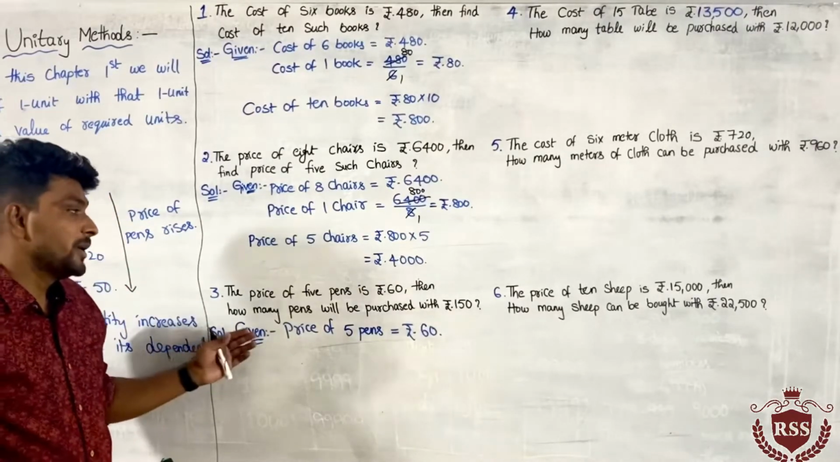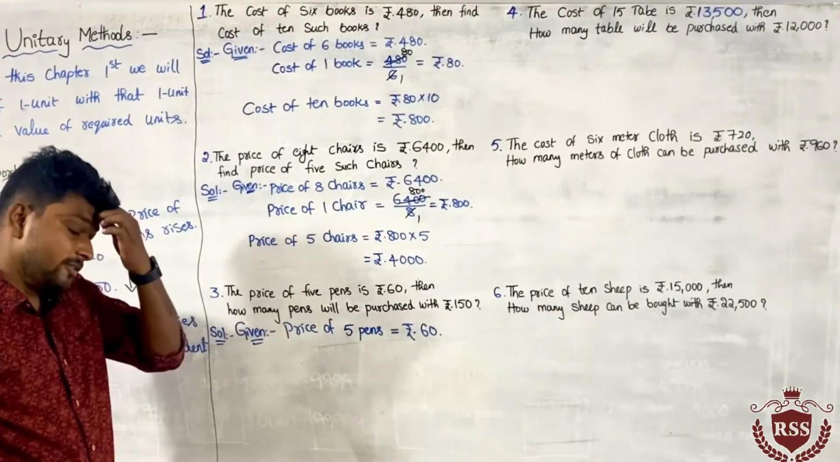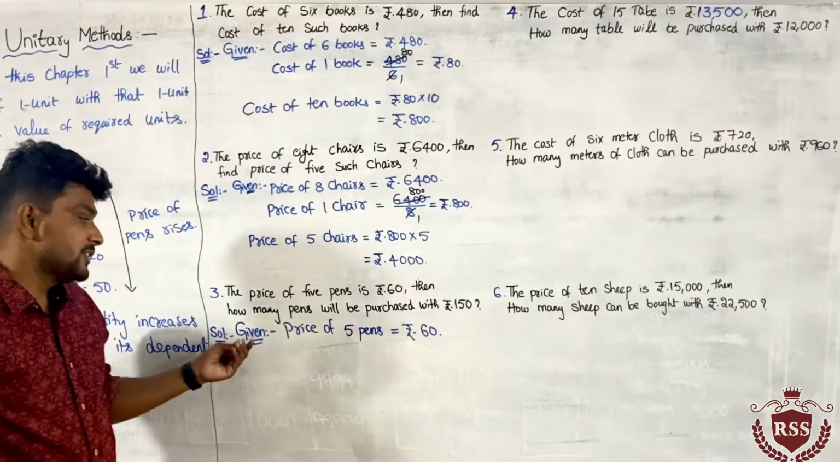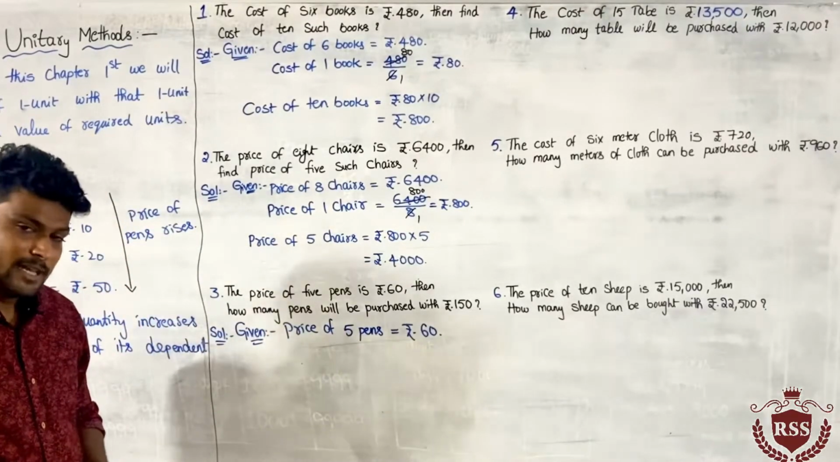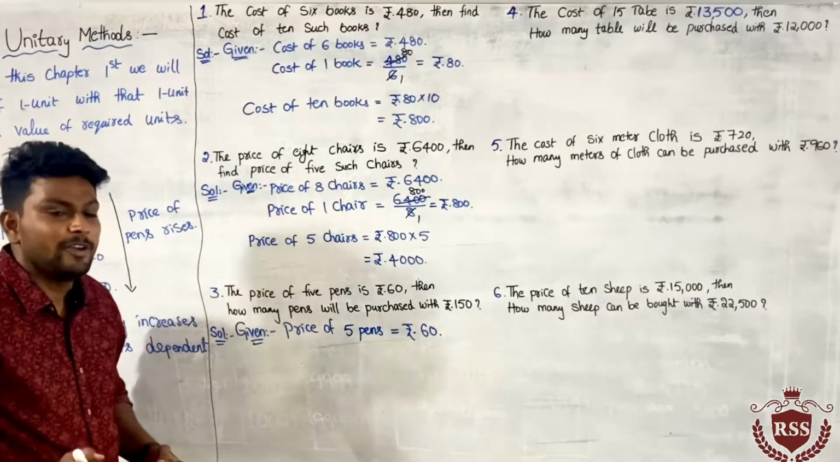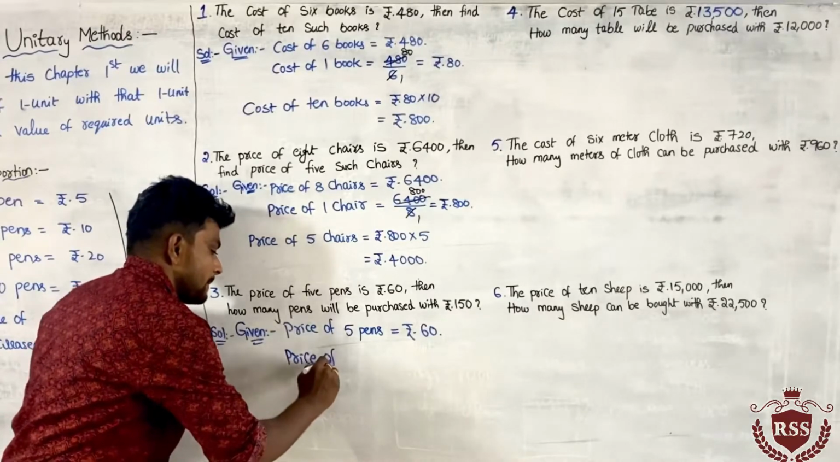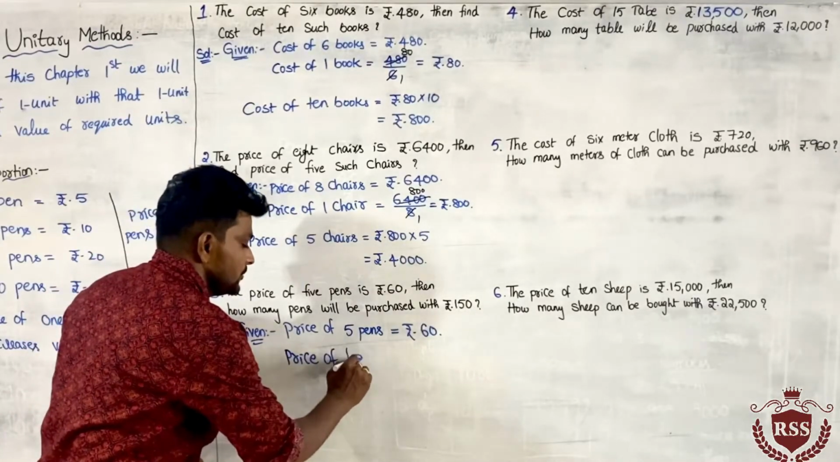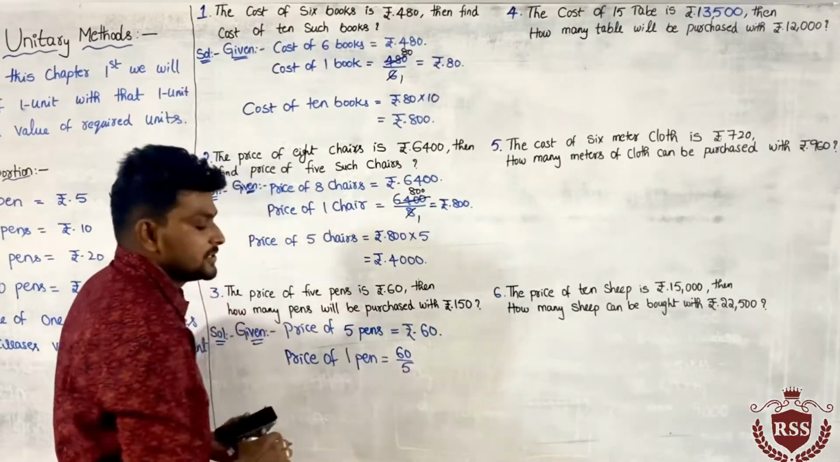Not the cost of pens, they are asking how many pens, they have given rupees. So in that case we have to do one thing. First of all, we need to find the price of one pen. So same here also, we find out the price of one pen. So the price of one pen equals 60 by 5.